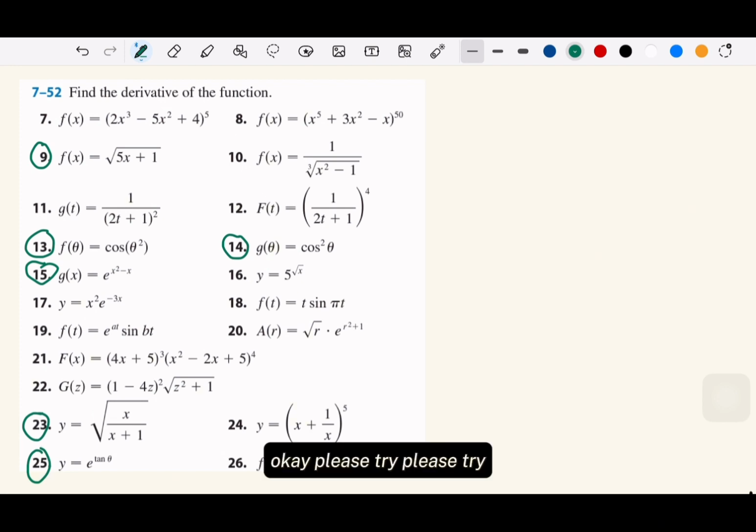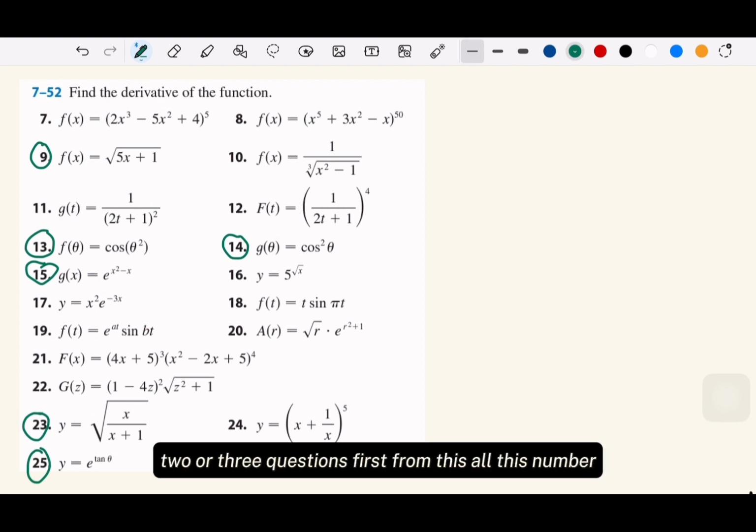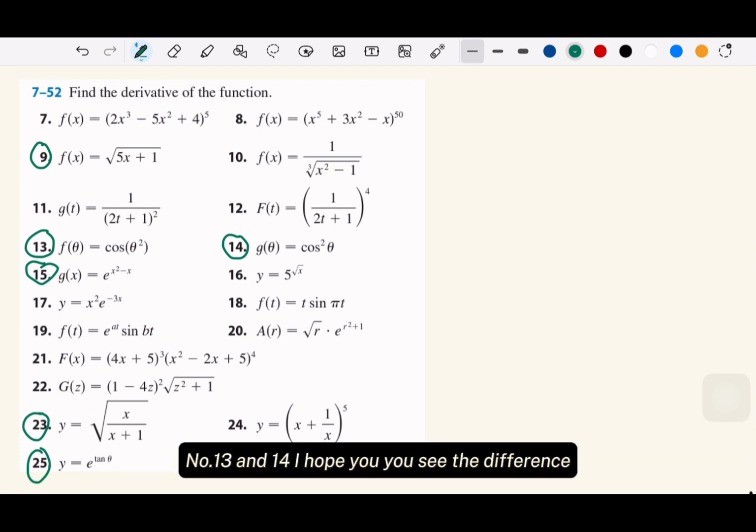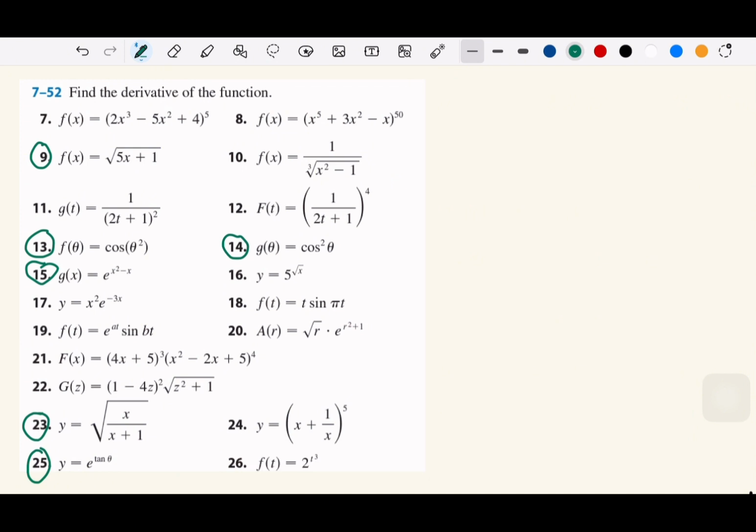Please try 2 or 3 questions first from all these numbers, the ones with the green circle. You can try number 9, and then number 13 and 14. I hope you see the difference, and how we are able to solve this first derivative. You can choose any one.